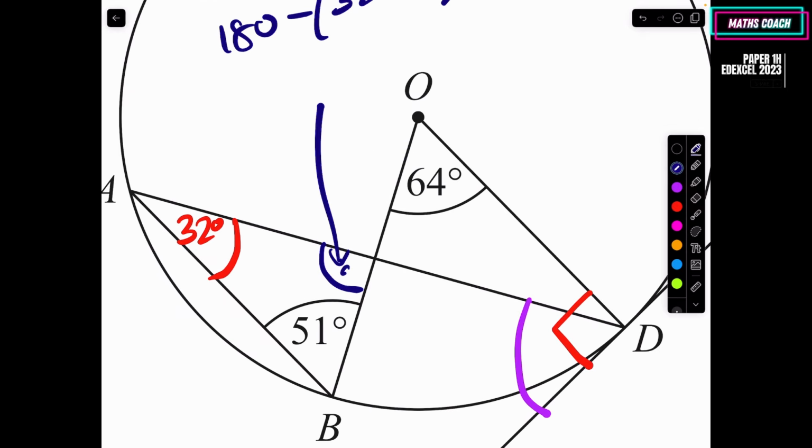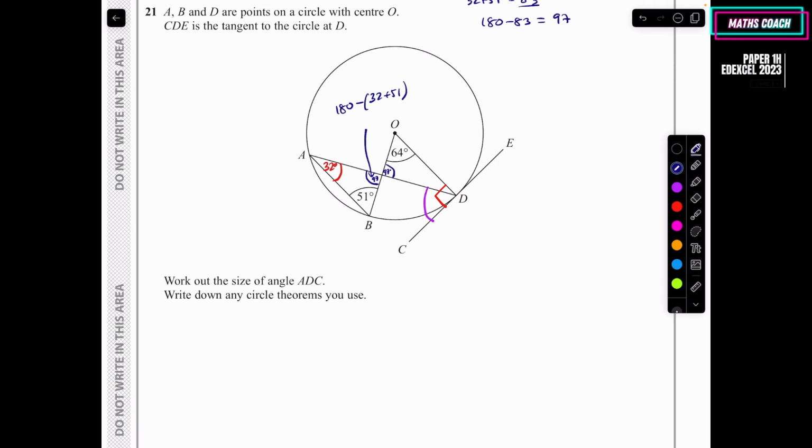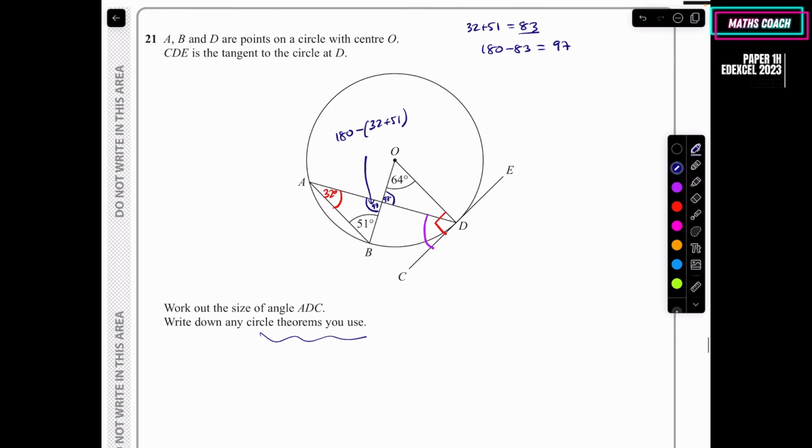So that right there is 97. So that is 97. So are you, 97. Remember, vertically opposite. Does it ask for reasons? Write down any circle theorems that you use. All right, so we need to write down some reasons.